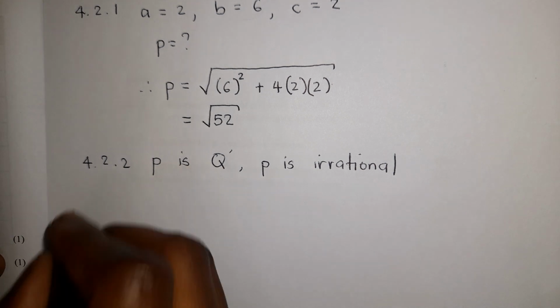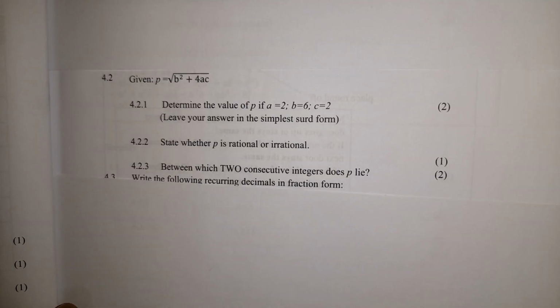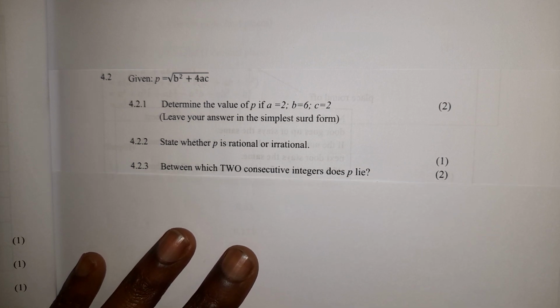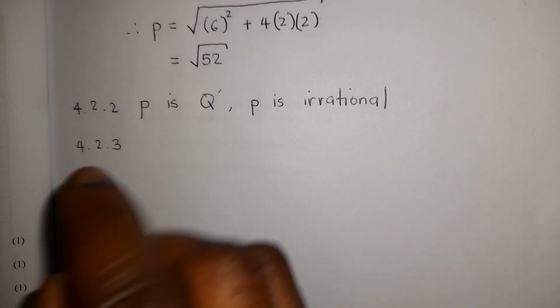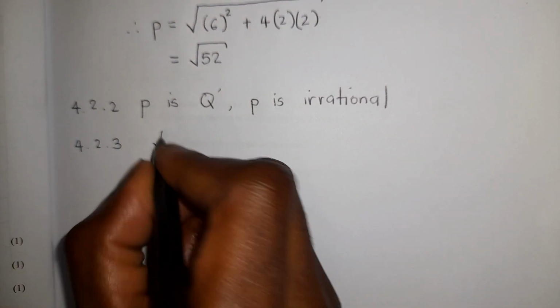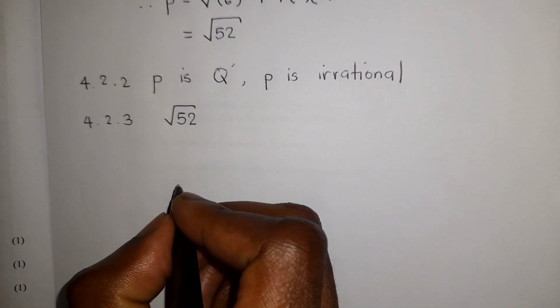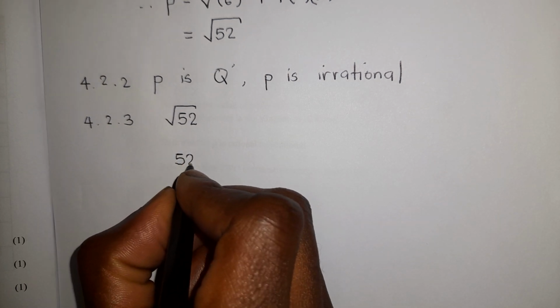Then the last question, 4.2.3. Between which two consecutive integers does P lie? Right, so it's a question that we've just done right now. Estimating the surd, we have the surd 52. Right, to estimate it again, remember, write it without the root. And writing it without the root, you will have 52.